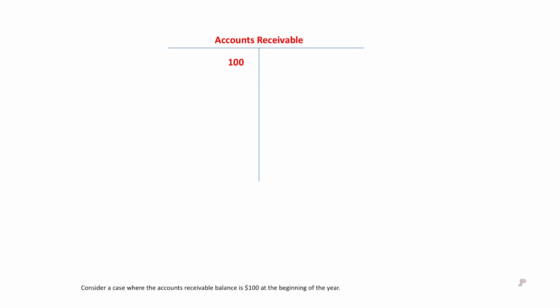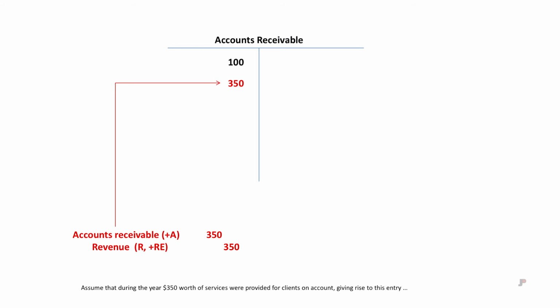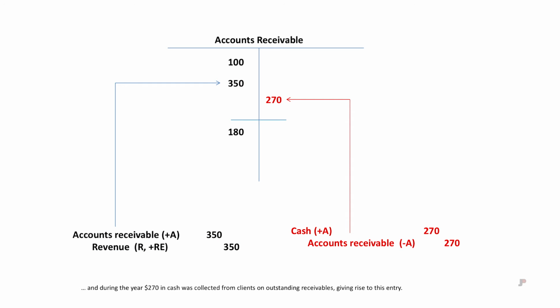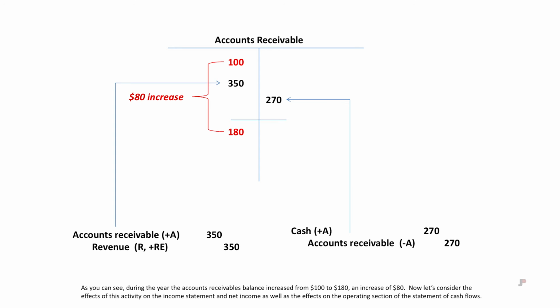Consider a case where the accounts receivable balance is $100 at the beginning of the year. Assume that during the year, $350 worth of services were provided for clients on account, giving rise to this entry. And during the year, $270 in cash was collected from clients on outstanding receivables, giving rise to this entry. As you can see, during the year, the accounts receivable balance increased from $100 to $180, an increase of $80.